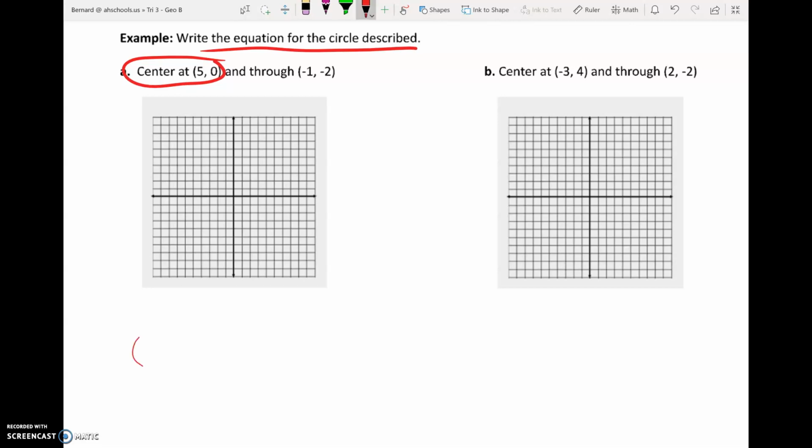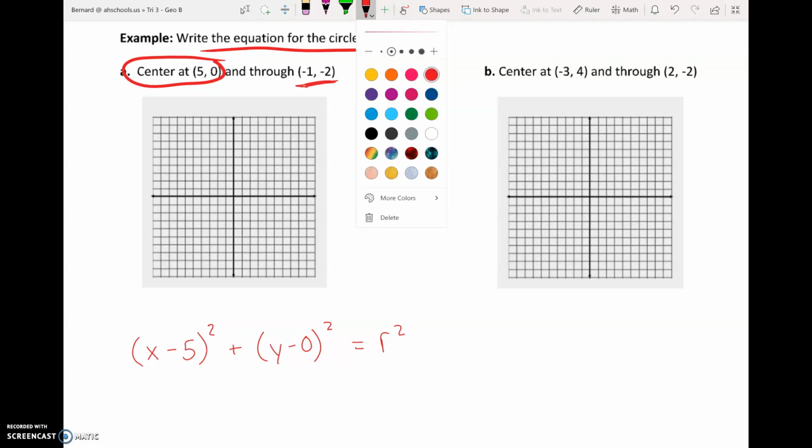Remember, my circle is always x minus my x value, which is 5, squared, plus, and then y minus 0 squared, and then that equals r squared, right? But we don't know r up here. We don't know r. It's our question mark right now. We got to find radius. We know some other random point, but we don't know our radius. And so how can we find it? And here's what we do.